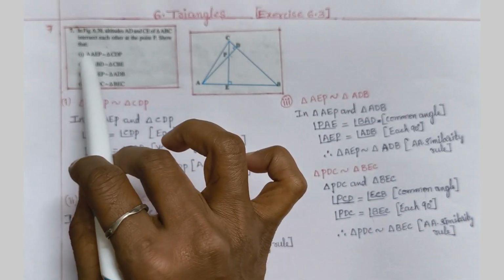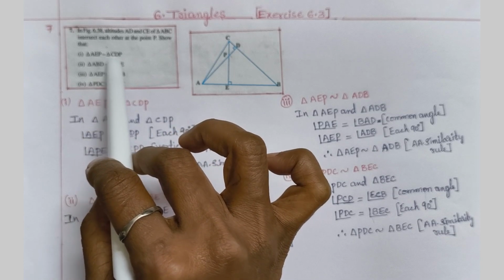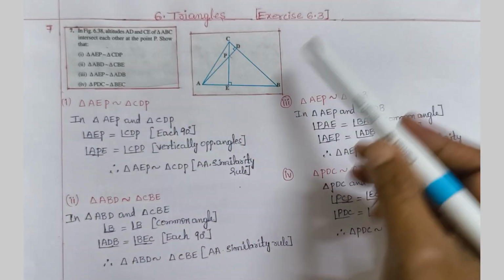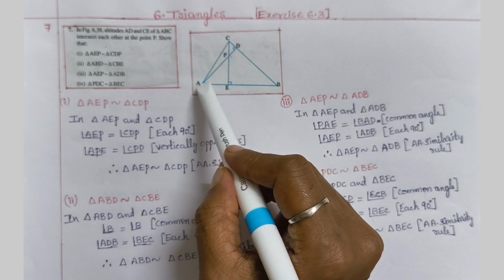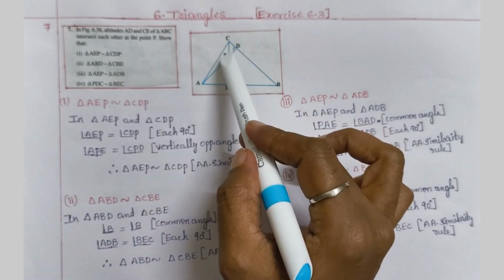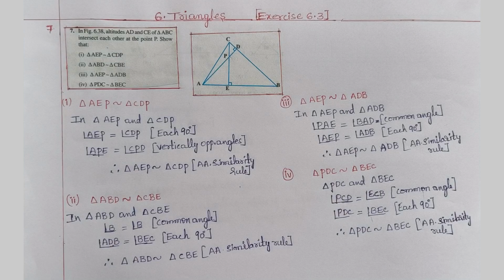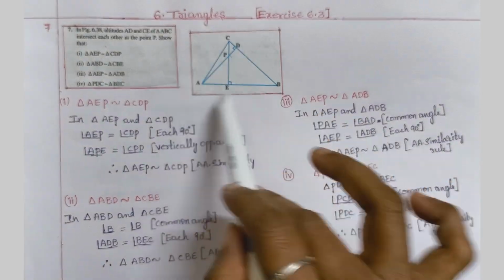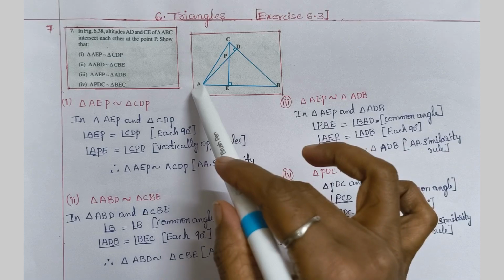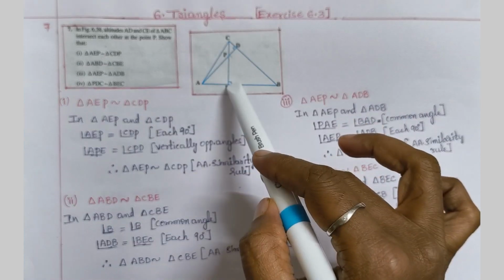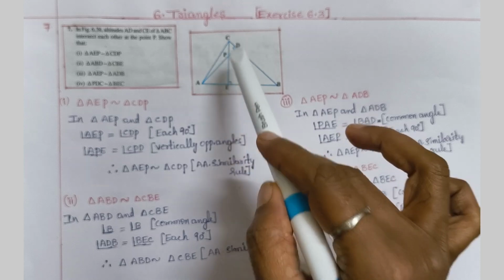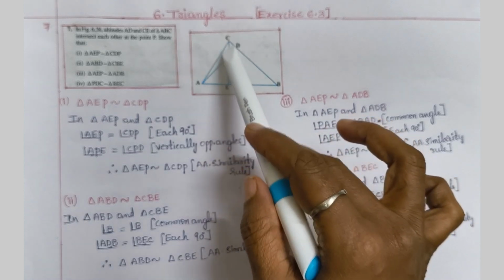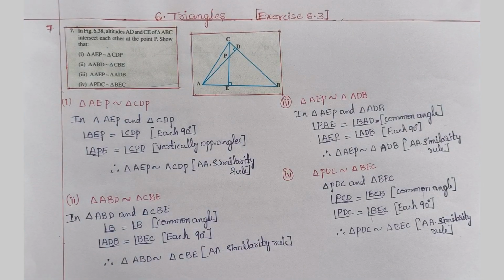First question, what is that? Triangle AEP is similar to triangle CDP, we have to prove. This is the first question. I will repeat the question once again. In this triangle two altitudes are there, AD altitude and CE altitude. Both altitudes are intersecting at P. Now we have to prove these triangles similar.